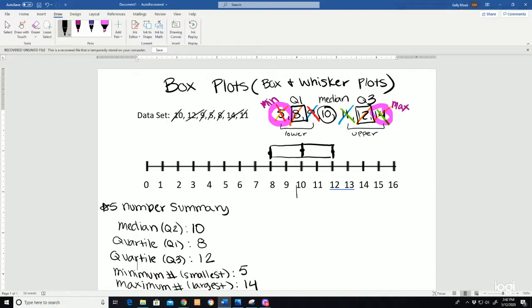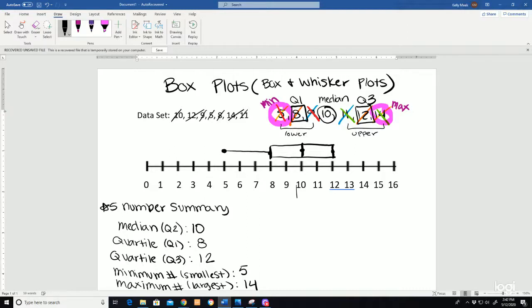Like so. This is the box part of your box plot. There is your box. We'll talk about what that box means in just a moment. The next thing I need to do is mark my minimum, which is at 5. I'm just going to put a dot. I'm not going to put a dash through it. But I am going to connect this dot to the box.